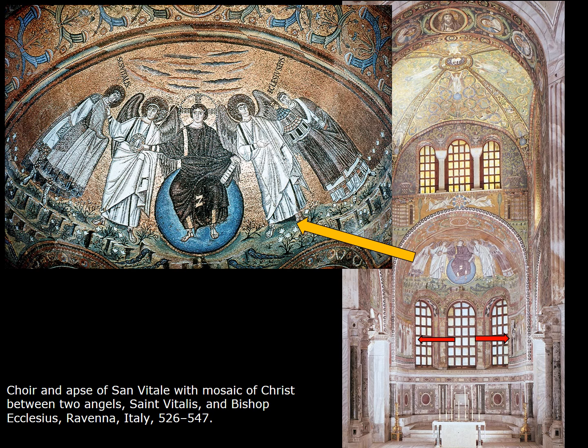Now the reason I want you to see this in context is because the red arrows are actually pointing to the next two mosaics that are on your info sheet. One will be Justinian and one will be Theodora, the empress. On the left is Justinian, on the right will be Theodora. And those are the ones we're going to focus on a little bit more. But I wanted you to see the context of it because here's the thing.